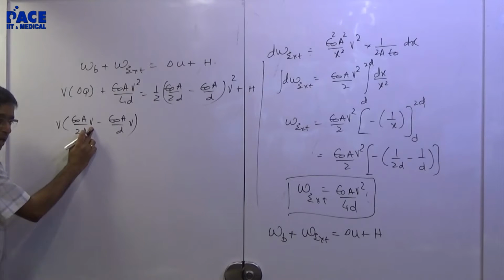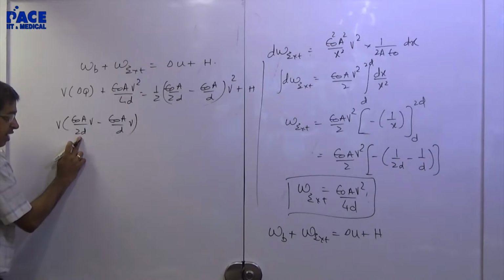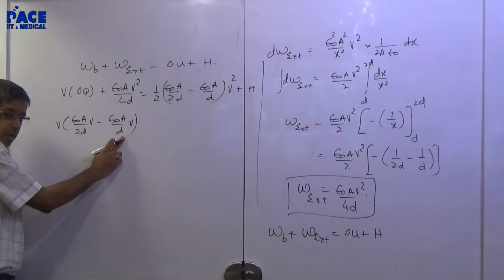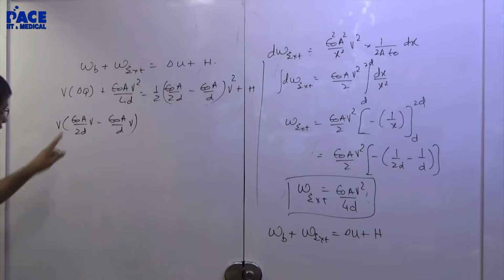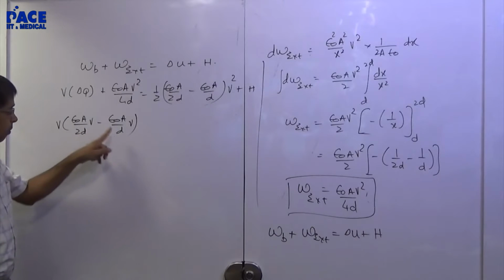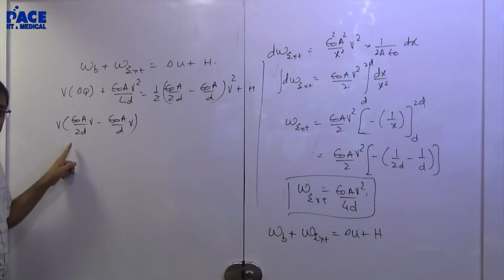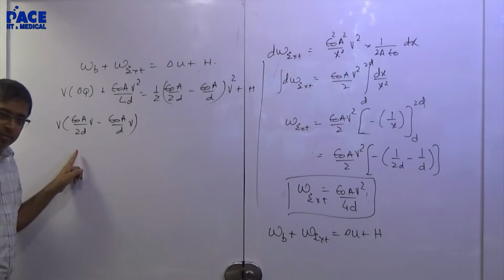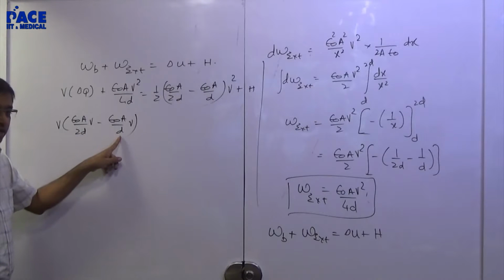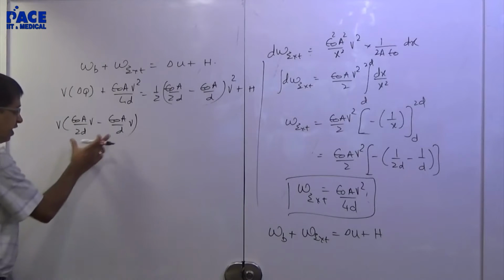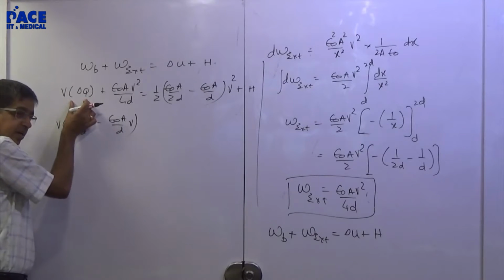Q is C into V. This was final, this was initial. The additional charge pushed by the battery is C final minus C initial. C final is lesser. C initial is more. So when I take the difference, will I get a negative sign?